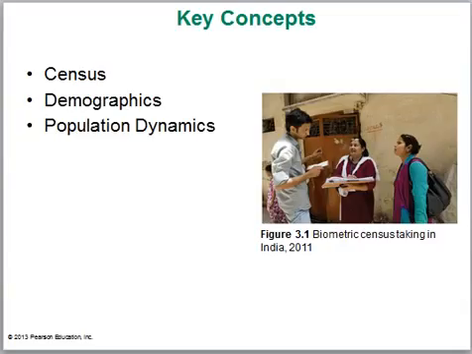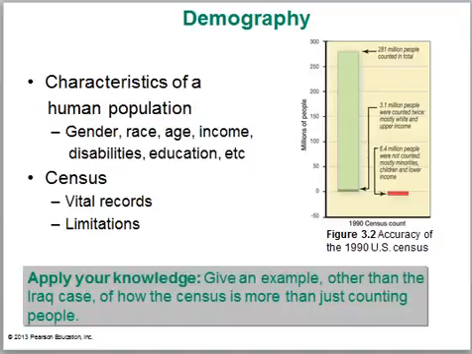The key concepts in this part of the chapter have to do with census, demographics, and population dynamics. In terms of demography, we're looking at the characteristics of a human population, and truly demography is the study of the characteristics of a population and focuses on the spatial distribution of patterns, the reasons for those patterns, and the implications of those patterns. Demographers also study how places are shaped by populations and how populations are therefore influenced by place.